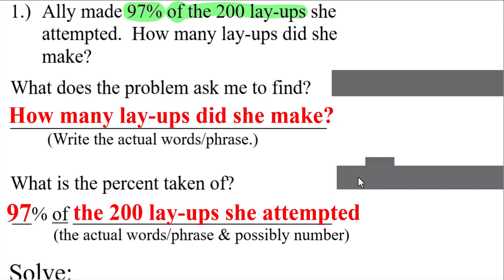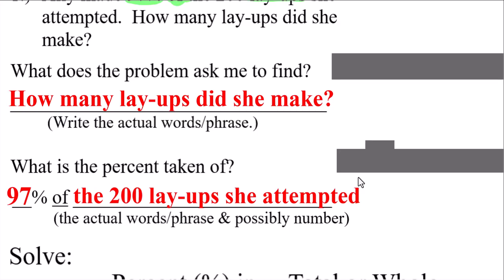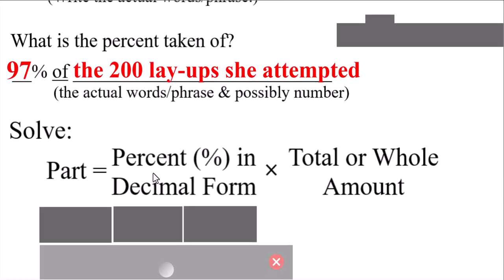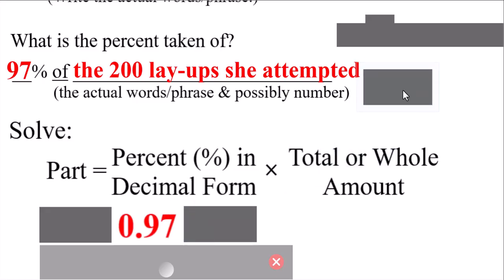You're writing all this down. If I go too fast, feel free to hit pause at any point as you're writing things down. So what I'm going to do is take this part here, 97% of the 200 layups, and write that mathematically. 97% is 97 hundredths. Remember, you take the decimal point from percent form, which if it's a whole number percent is at the end, and move it 2 places to the left. That's what I did to get 97 hundredths.